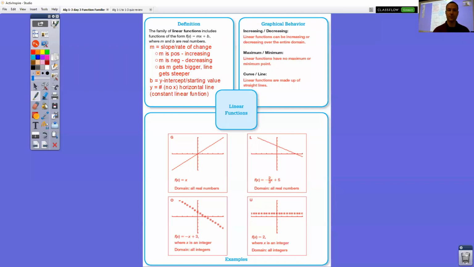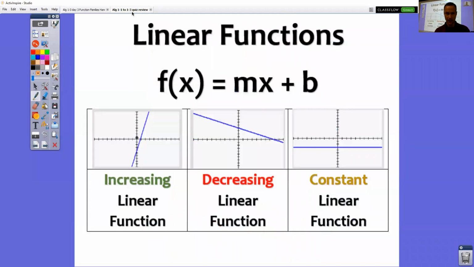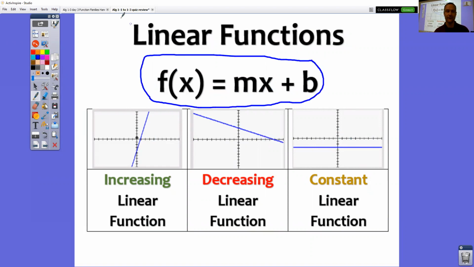This is a lesson for Algebra 1-3, day 3. What we're doing today is taking a little bit closer look at the function families, a little bit more detailed look. So looking at the linear functions, a basic linear function looks like this: f of x equals mx plus b. They can be increasing straight lines, decreasing straight lines, or constant straight lines. But this is your generic form of a linear function.